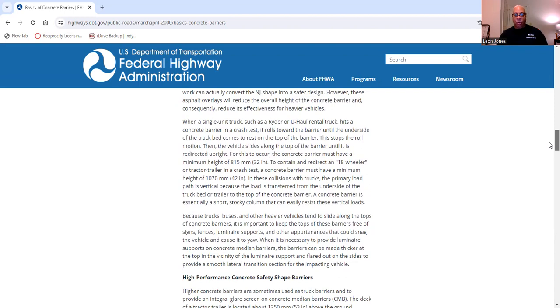Now, in these collisions with trucks, the primary load path is vertical, because the load is transferred from the underside of the truck bed or trailer to the top of the concrete barrier. So a concrete barrier, again, is essentially a short, stocky column, and it can easily resist these vertical loads.